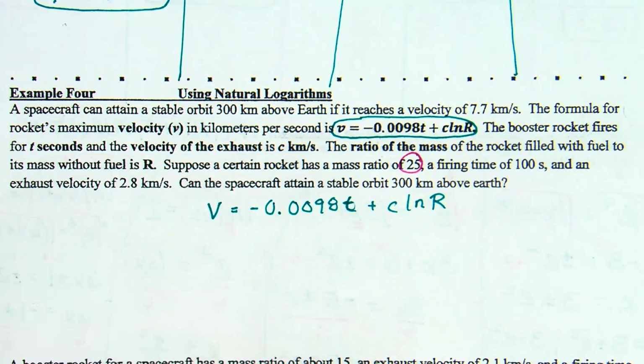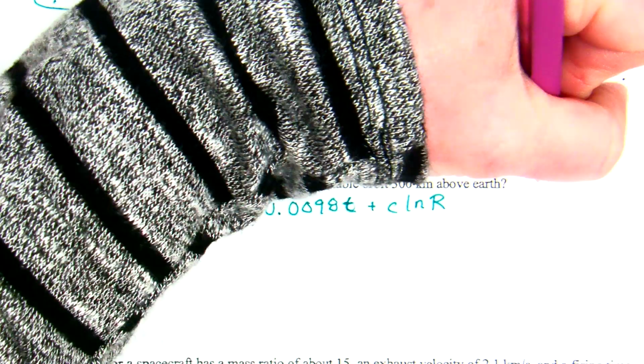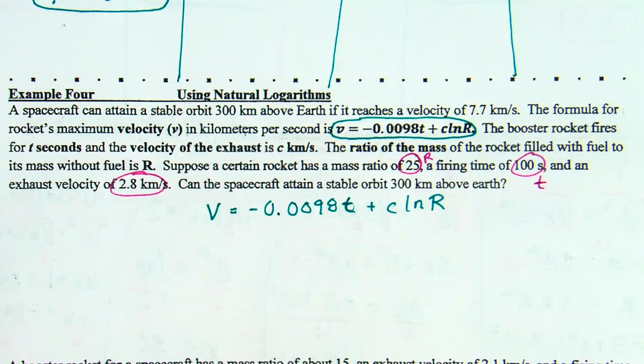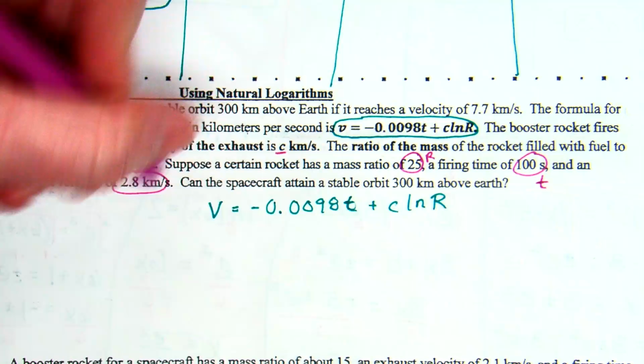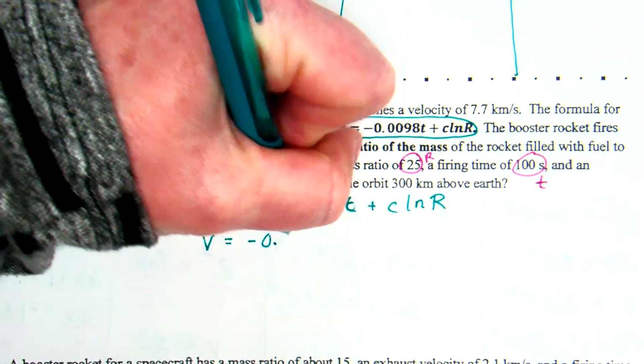A certain rocket has a mass ratio of 25. What variable does the mass ratio go in? R, because it says in the previous sentence, the ratio of the mass of the rocket filled with fuel to its mass without fuel is R. So we know 25 is R. A firing time of 100 seconds. Only makes sense that would be time, right? And an exhaust velocity of 2.8 kilometers per second. What did it say the exhaust velocity is? Exhaust velocity is c kilometers per second. So this is c. I think everything on this problem is kilometers and seconds, so we should be okay there.